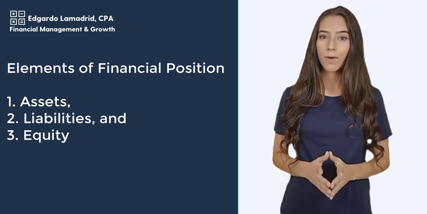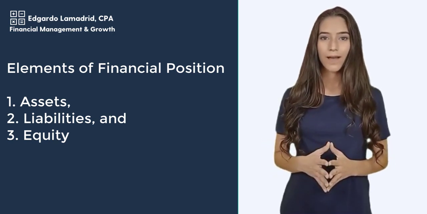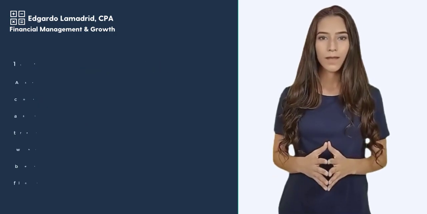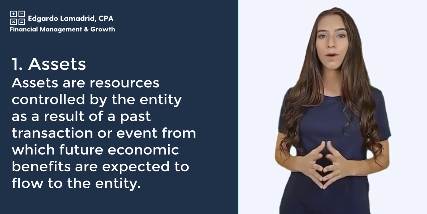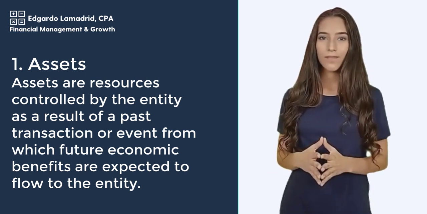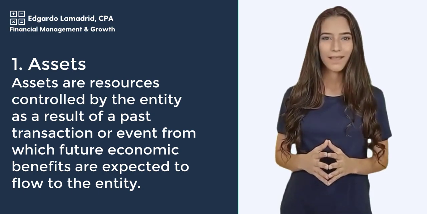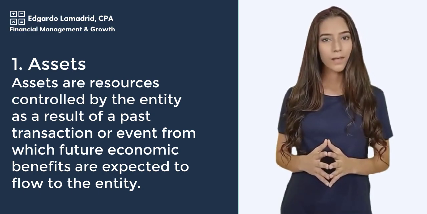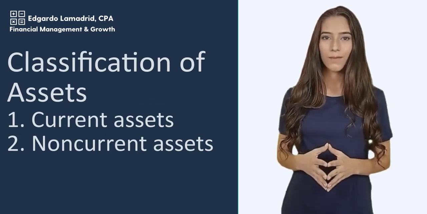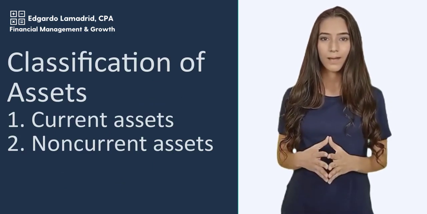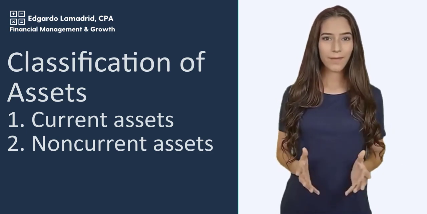Let us now discuss one by one each of these elements of financial position, and let's start with assets. Assets are resources controlled by the entity as a result of a past transaction or event from which future economic benefits are expected to flow to the entity. The cost of an asset can be measured reliably. Assets are classified into two, namely, first is current assets, and second is non-current assets.